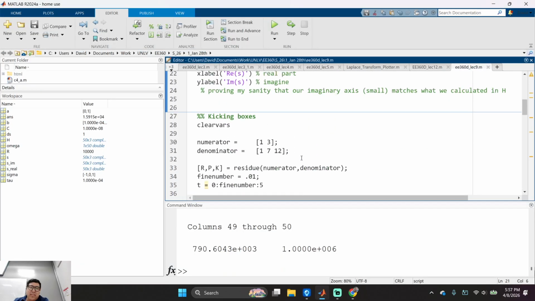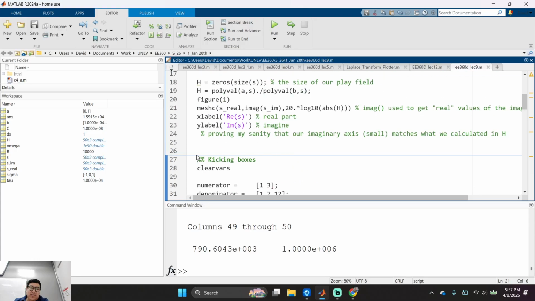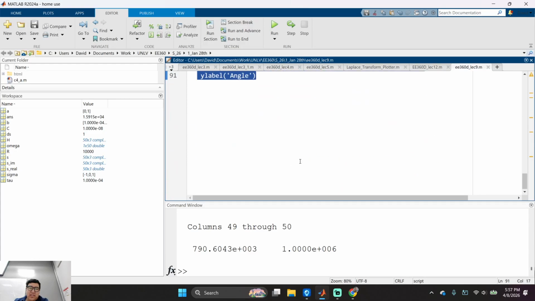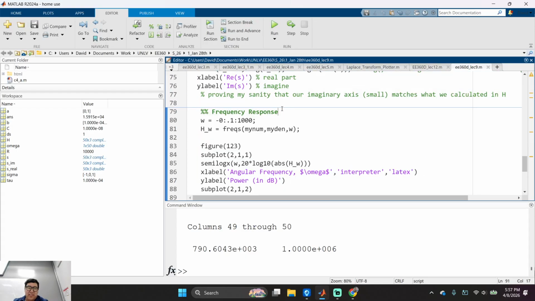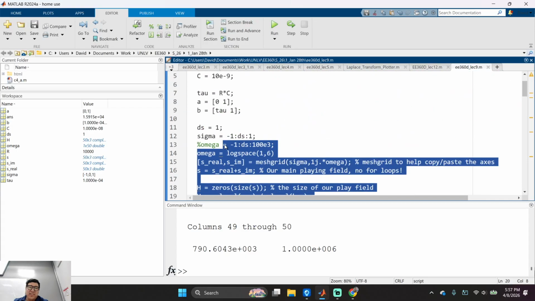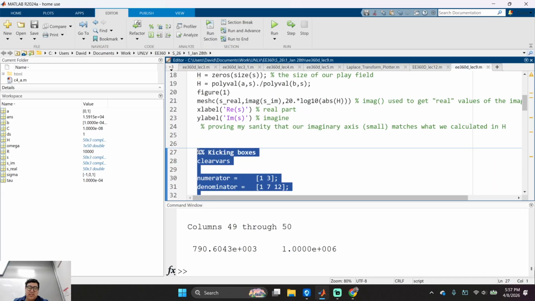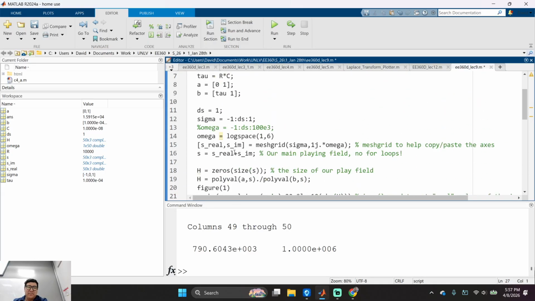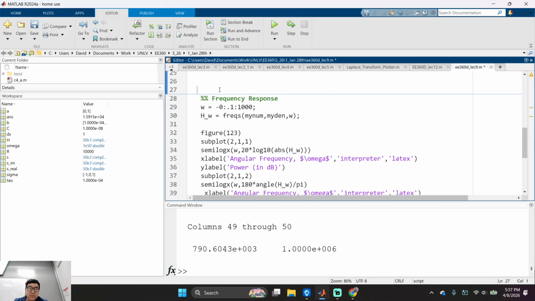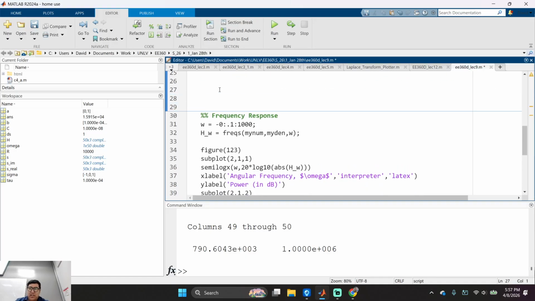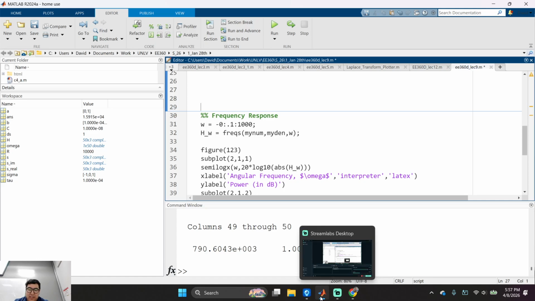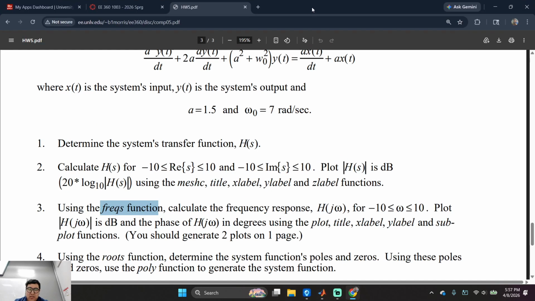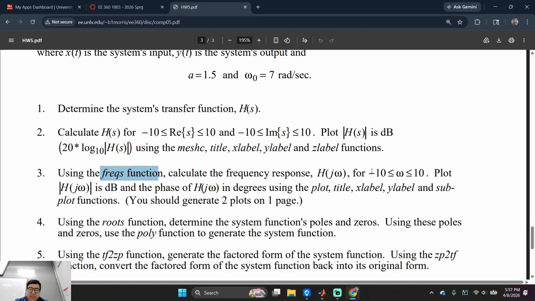All right. Anyways, let's get rid of all this. Actually, except for this, because frequency response is important. No more kicking boxes. Okay. Frequency response. Remember from your assignment. Okay, frequency response. Right? Omega, right? W, something like that.